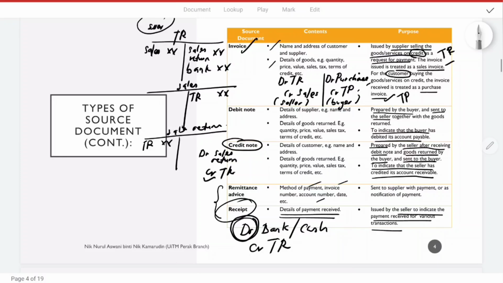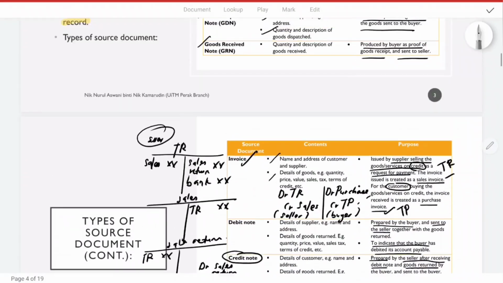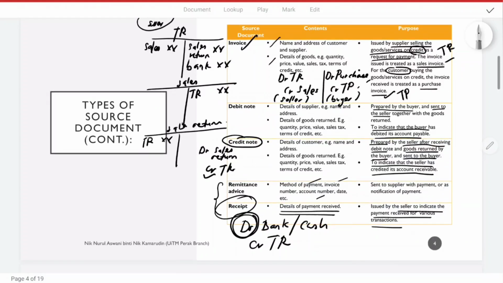We may also receive source documents from other transactions, or you may also issue a receipt for any transaction that involves cash and bank. So that's it for source documents. Hopefully it helps you understand better why the terms are used for those documents, for example the debit note and the credit note. Next.